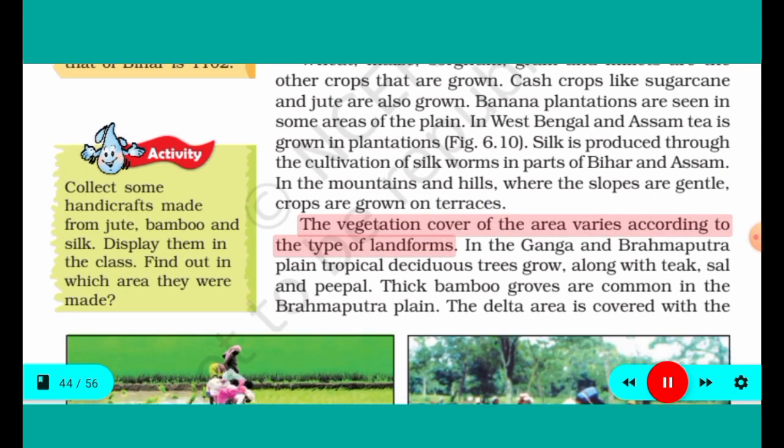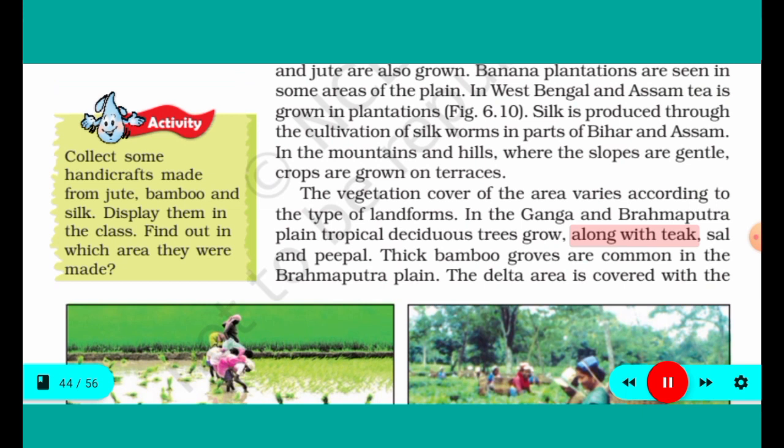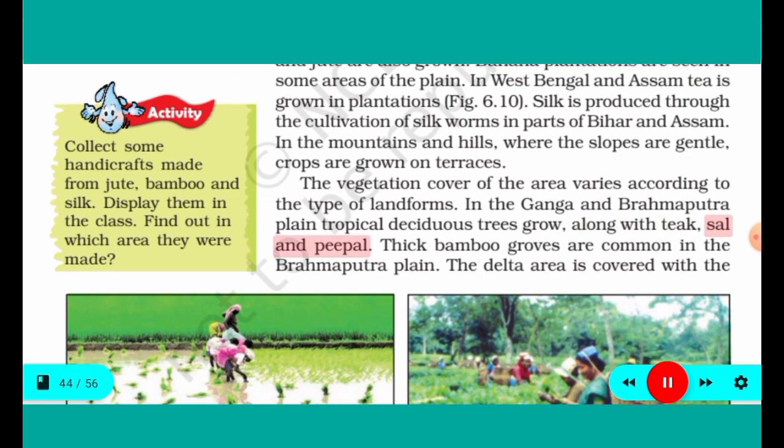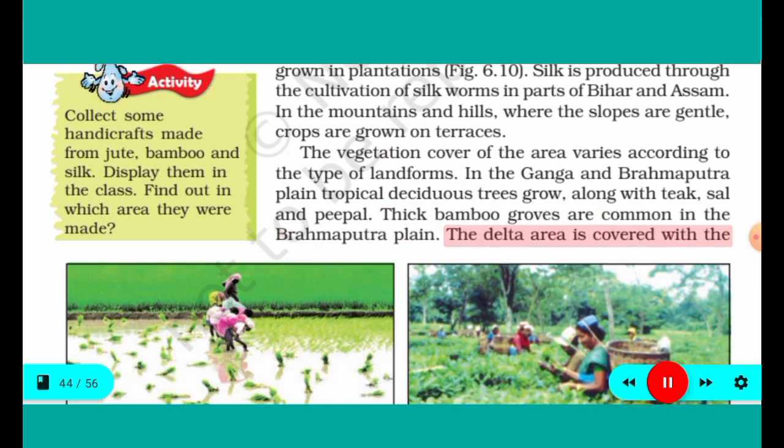The vegetation cover of the area varies according to the type of landforms. In the Ganga and Brahmaputra plain, tropical deciduous trees grow, along with teak, sal and peepal. Thick bamboo groves are common in the Brahmaputra plain. The delta area is covered with mangrove forests.